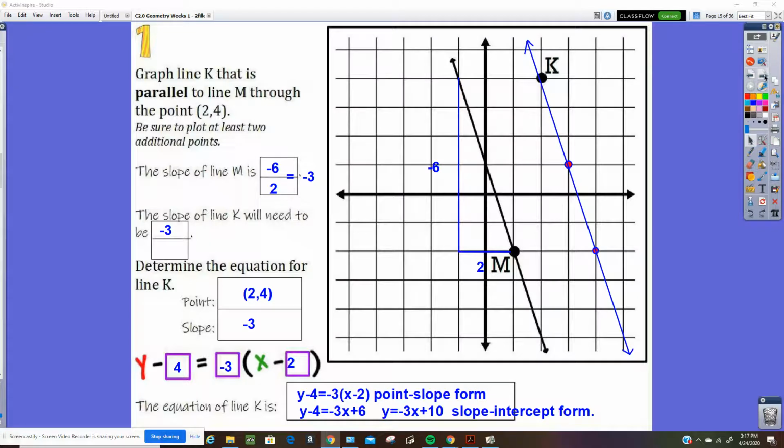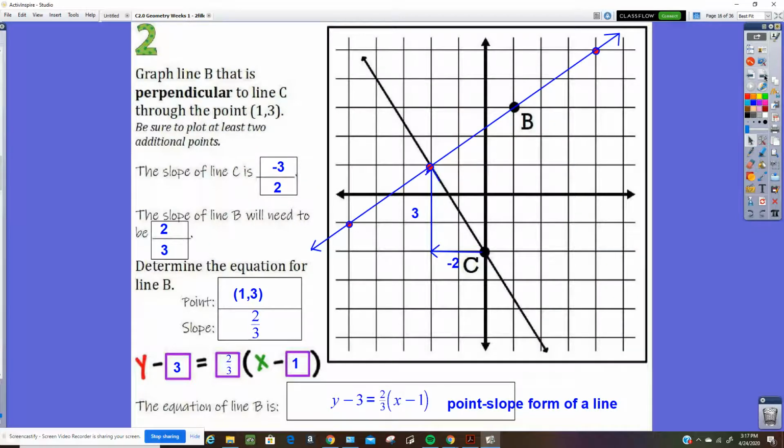And then we want to do the perpendicular line example. Graph the line B that is perpendicular to C through the point 1, 3. So B has the ordered pair 1, 3. That's the coordinates for B. So the slope of line C is down. If I start at C, left 2, that's -2, and up 3. So the slope is the rise, which is 3, over -2.